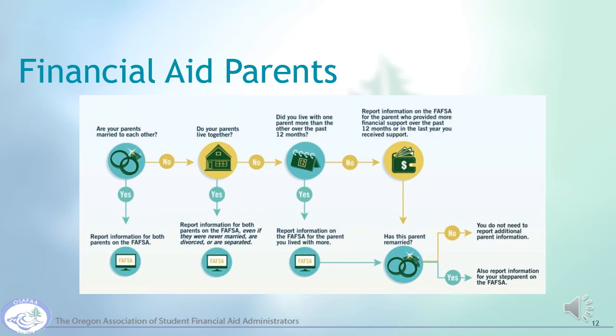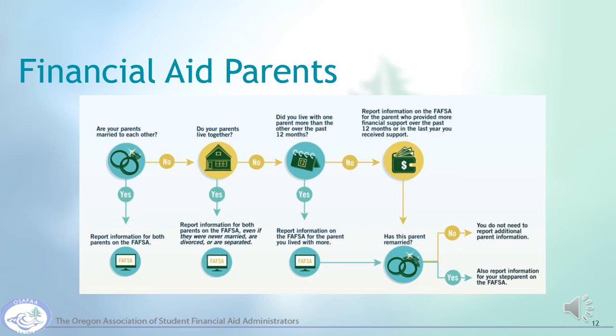First, are the student's biological or adoptive parents married to each other? If yes, they will report both parents' information on the application. Are the student's parents unmarried but living together? If yes, they will report both parents' information on the application.